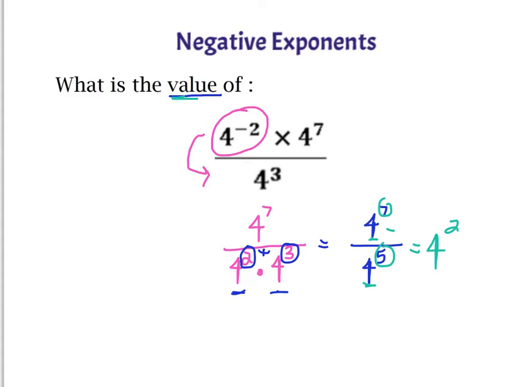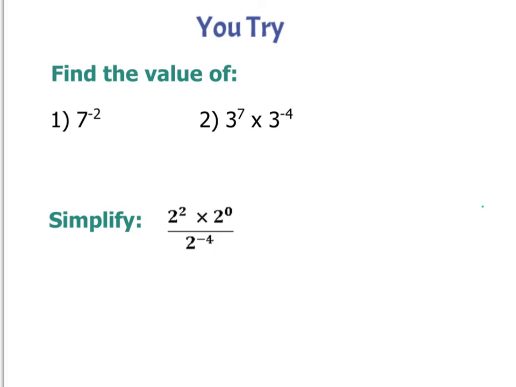The question asked for the value, so I need to find the actual number for my answer, and 4 squared is 4 times 4, so my answer is 16. All right, so you find the value of just number 1.